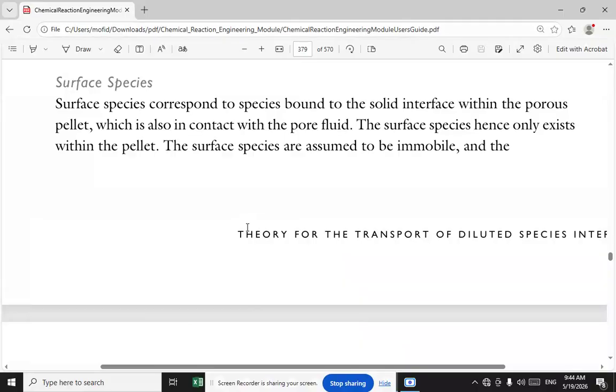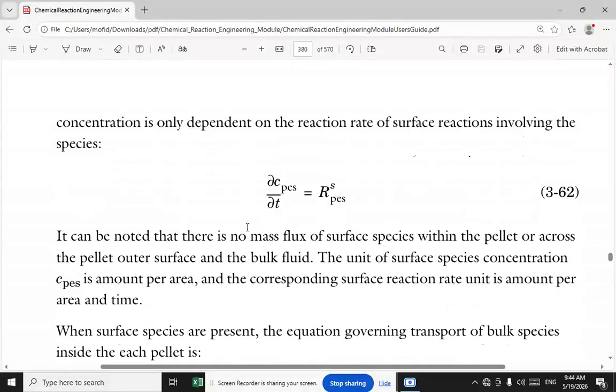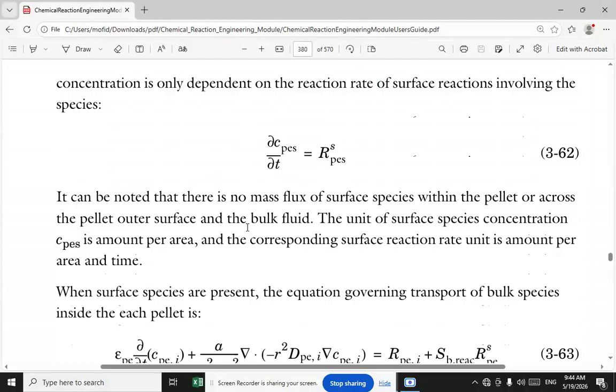Surface species correspond to a species bound to the solid interface within the porous pellet, which is also in contact with the pore fluid. The surface species hence only exist within the pellet. The surface species are assumed to be immobile and the concentration is only dependent on the reaction rate of surface reactions involving the species. The derivative of concentration c_pellet with respect to time is equal to R_pellet to the power of S. It can be noted that there is no mass flux of surface species across the pellet outer surface and the bulk fluid.